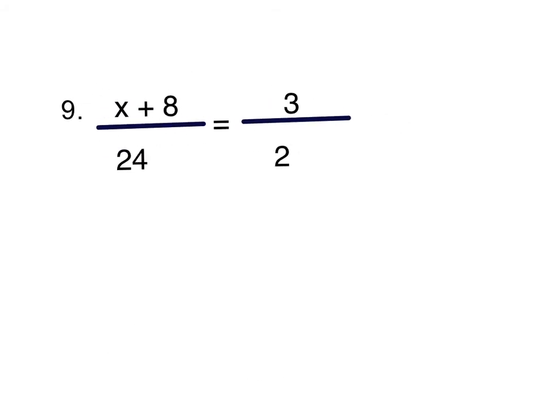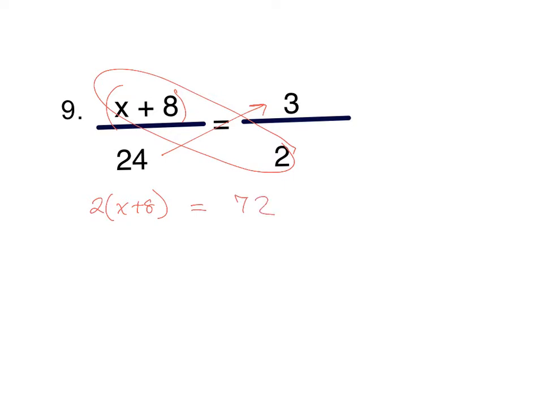Number 9 is a proportion, but it is also an equation because there's an equal sign. So you are going to cross multiply, remembering that when you multiply 2 to x plus 8, you're really multiplying 2 to the entire x plus 8. And 3 times 24, which is 72. You distribute and you get 2x plus 16 is equal to 72. Minus 16 on both sides.